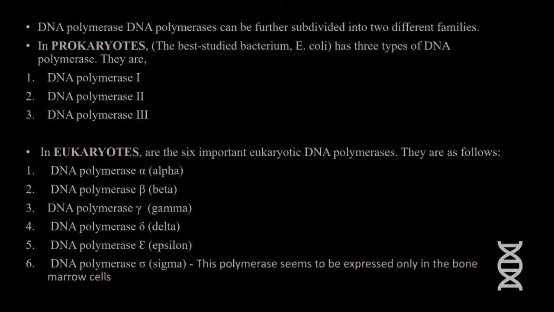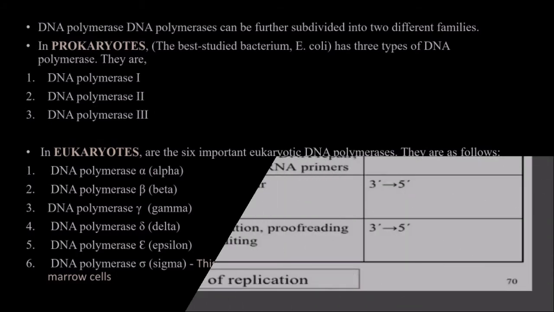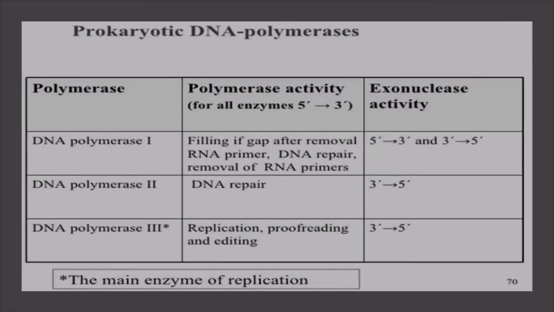In prokaryotes, there are three types of DNA polymerases. They are DNA polymerase 1, 2 and 3. In eukaryotes, there are 6 important DNA polymerases. They are alpha, beta, gamma, delta, epsilon and sigma. The DNA polymerase sigma is expressed only in the bone marrow cells of eukaryotes. First, we look into the prokaryotic DNA polymerases.